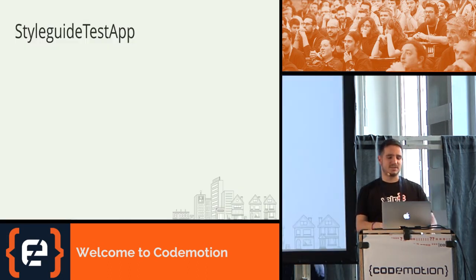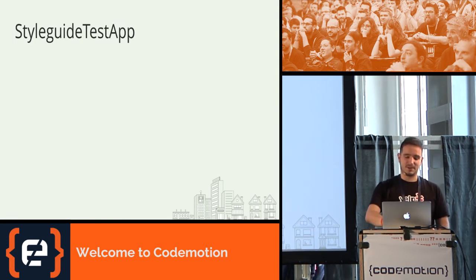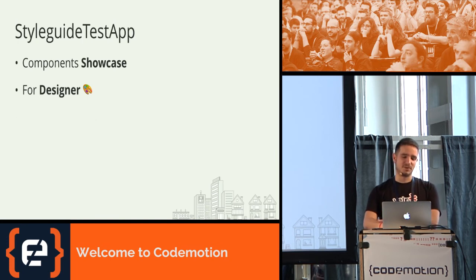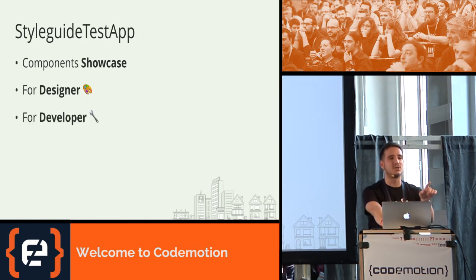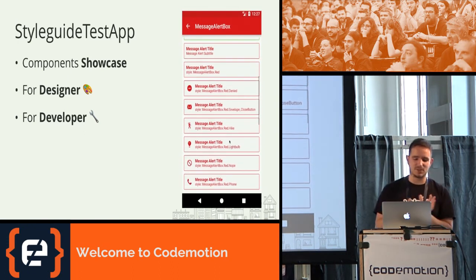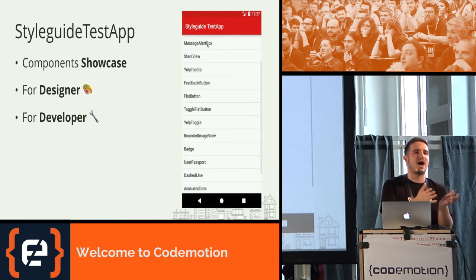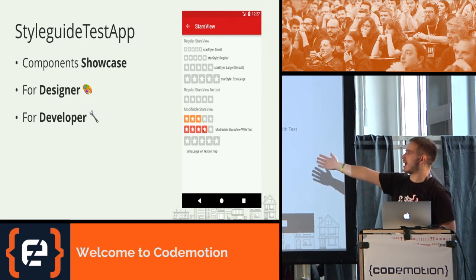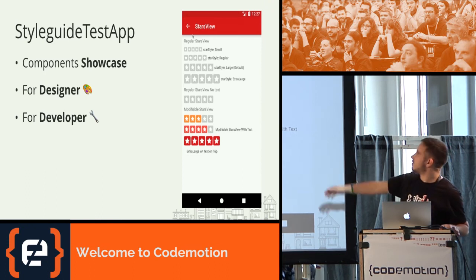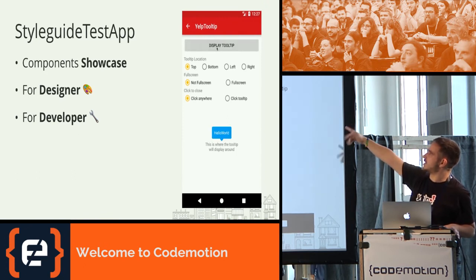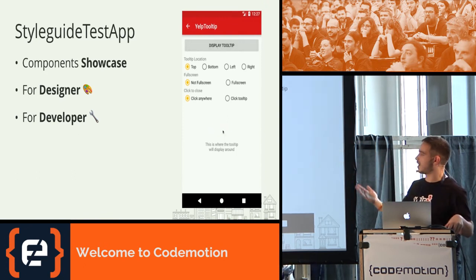Last thing that we provide is the StyleguideTestApp. It's basically a component showcase application where you can see all the components, and it's useful for designers and for developers. For designers, because they can easily see how those components react, so they can test them and see all the animations. And for developers, because they can easily see how to use new components. And this is why we require every component to be even interactive. So, for example, the next one is the Yelp tooltip. And you see the designer can easily change the attributes with this UI and see how the tooltip will look like.